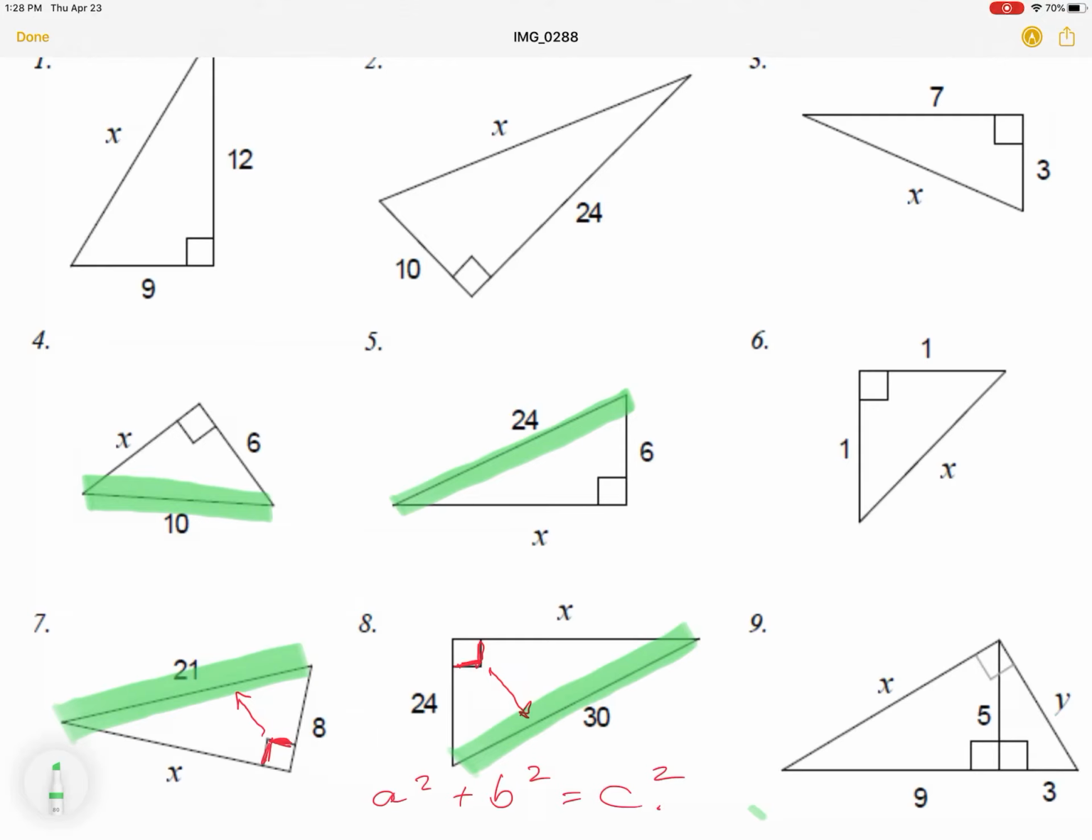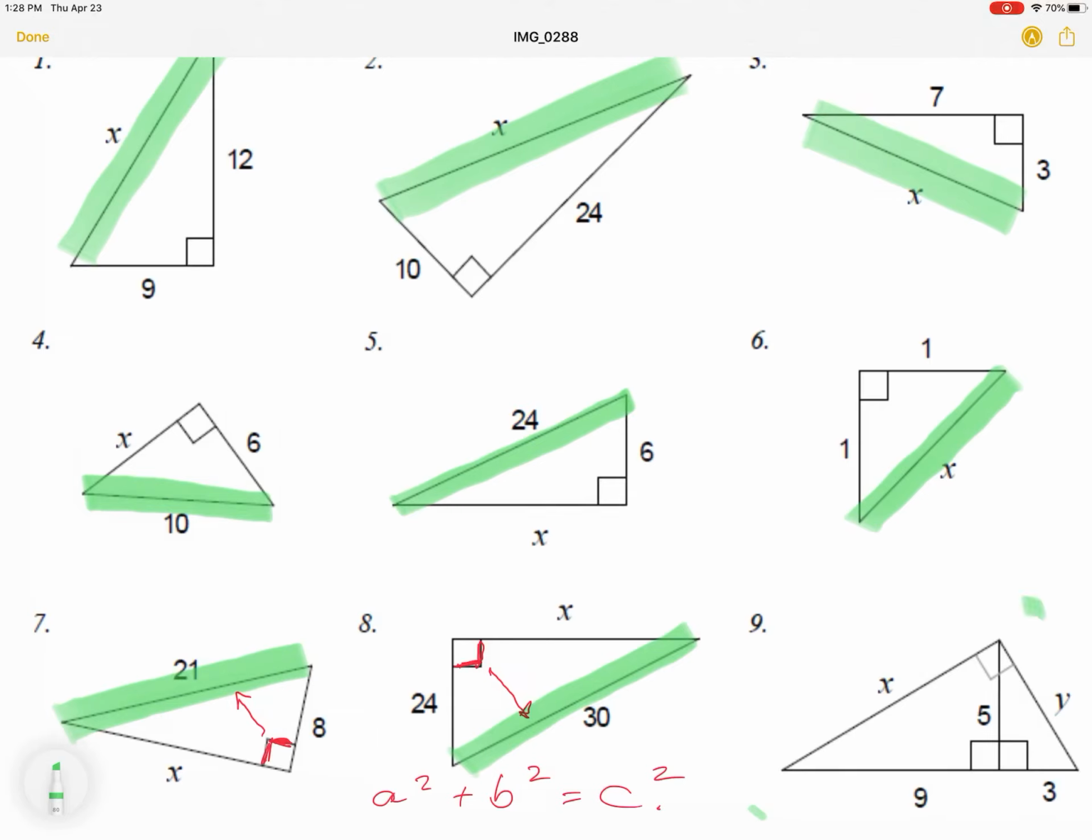And in number 6, X is across from the right angle. And in number 5, X is across from the right angle. And in number 2, it's X. And in number 1, it is also X. And in number 9, actually each one of these sides could be across from the right angle, depending on which triangle you're trying to solve for.